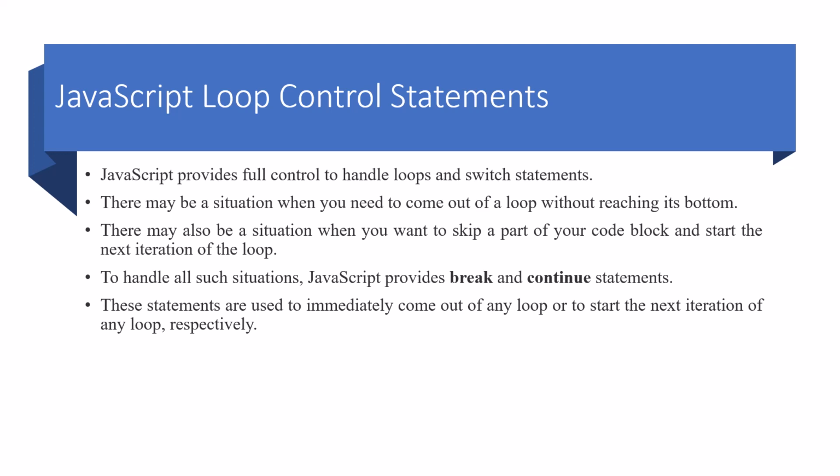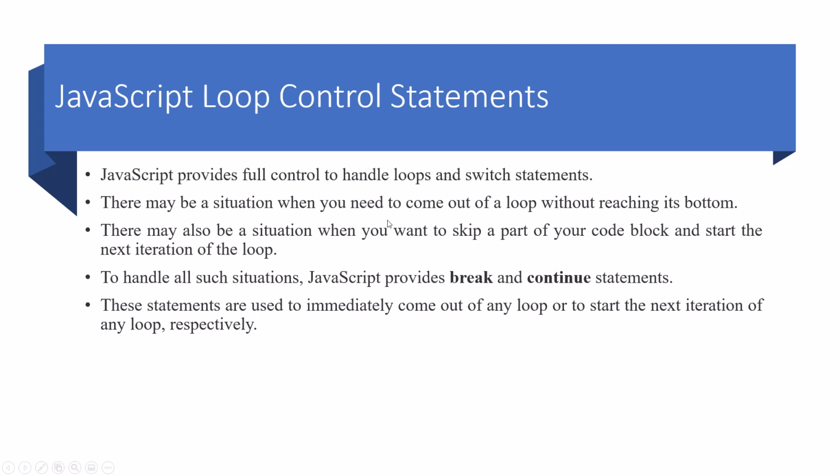So as I said, JavaScript provides full control to handle the loops and switch statements. So loops like for, while or do while loops and the switch statements. While using these loops or statements, we use different control statements to control the loops. Means whenever we want to get out of the loop or skip executing some code in a loop, at that time we can use the control statements.